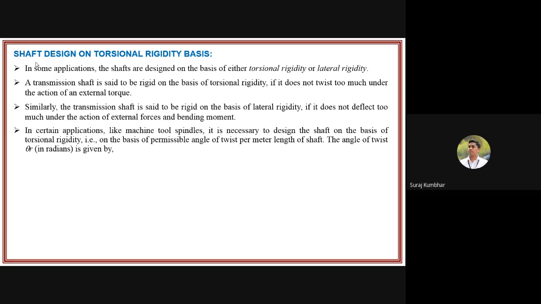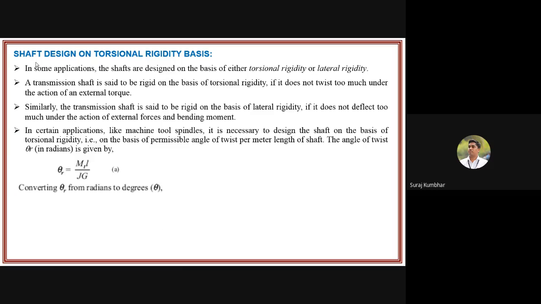Okay, and that angle of twist, theta r in radians, is given by theta r equal to Mt into L divided by J into G. That is, torsional moment into length, divided by polar moment of inertia and modulus of rigidity G. Okay, so this equation is called A.